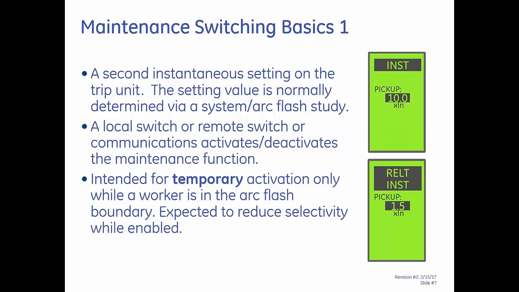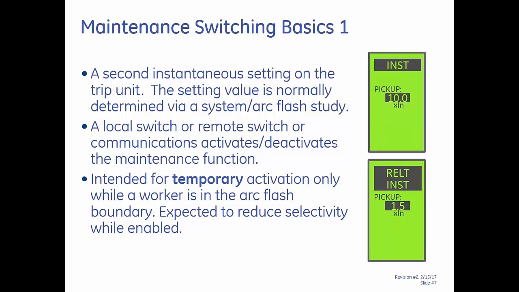The maintenance function is intended for temporary activation only, when a worker is going to do something inside the arc flash boundary. The reason it's considered a temporary measure only is because as you choose lower and lower maintenance settings, you're going to create more overlap with downstream devices, and that overlap would not be coordinated.